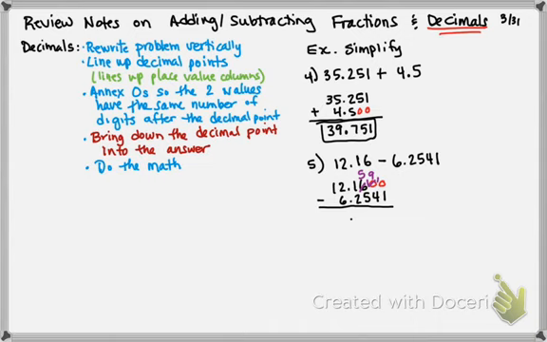So 10 take away 1 is 9. 9 take away 4 is 5. 5 take away 5 is 0. Now I'm going to have to rename again. So I'm going to take 1 away from this 2, bring it over here, so now he becomes 11. 11 take away 2 is 9. And now this problem really is 11 take away 6 is 5. And there you have it.